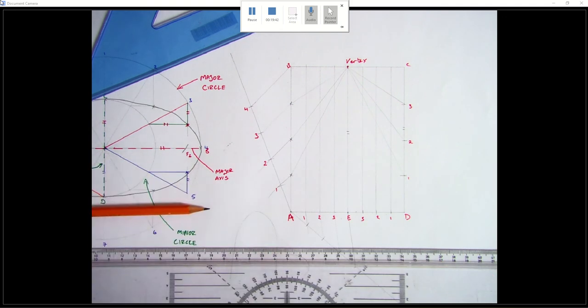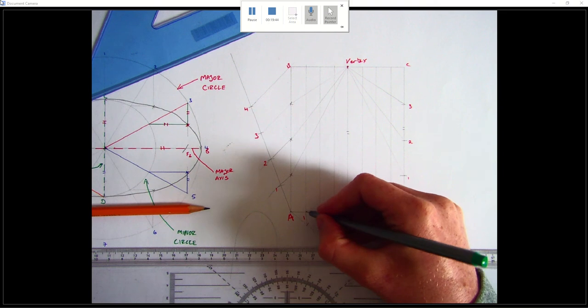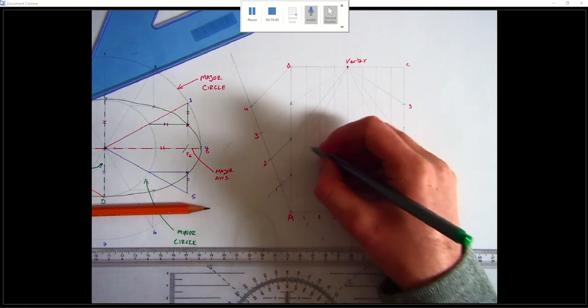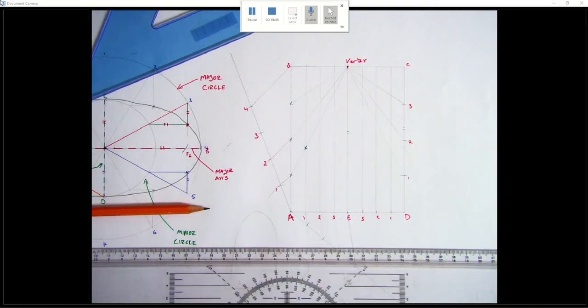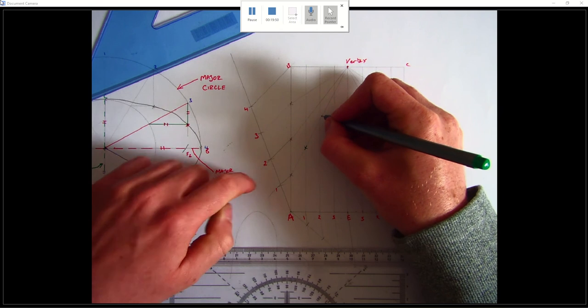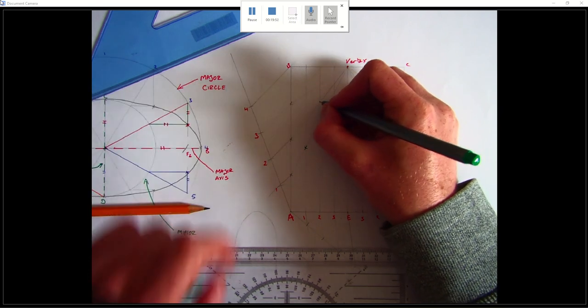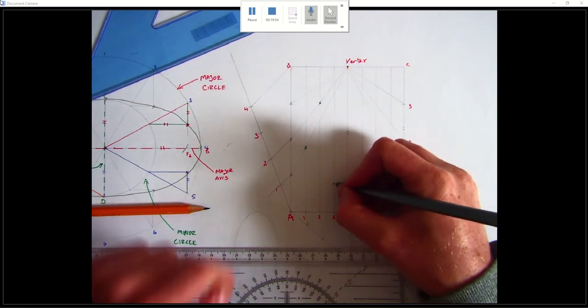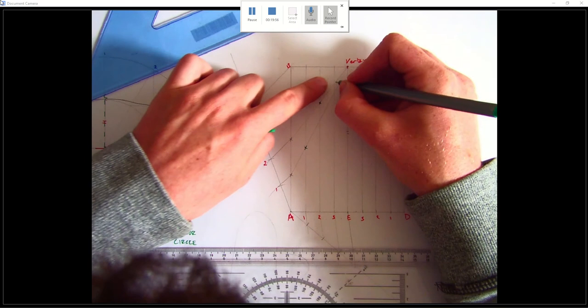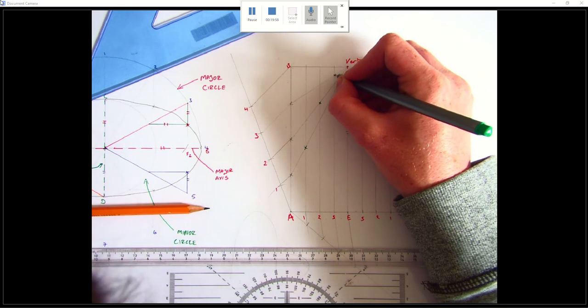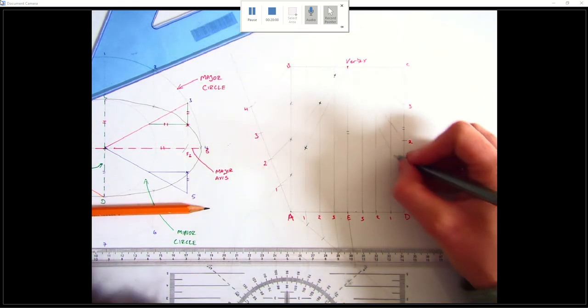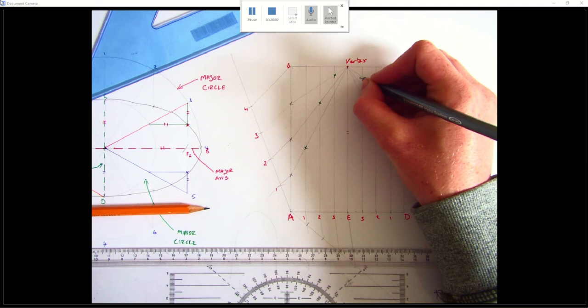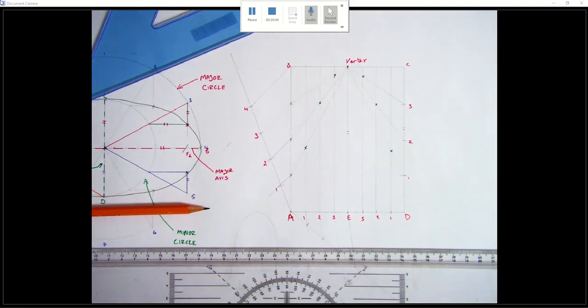So where the first line here intersects the first line I drew from here, that's giving me 1 point. Where the second line intersects the second line here, it's giving me another. And where the third line intersects the third line, that's giving me another vertex. So repeat that process, and we're getting all these points here.